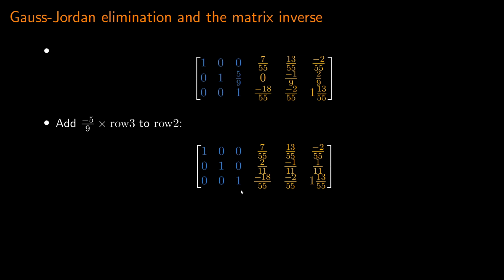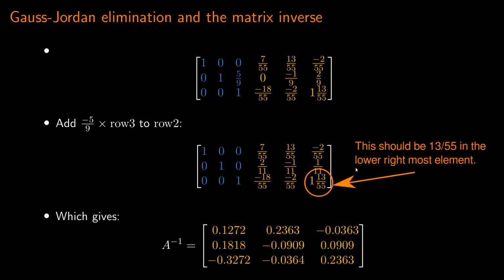So now you can see our elements here in blue now form an identity matrix, and the elements here in yellow actually do now contain the result that we want. This is the inverse of the original matrix A. And we can write that down in decimal notation. We see we get this. Now, I have used other software to verify this result, and I do believe that it is correct.